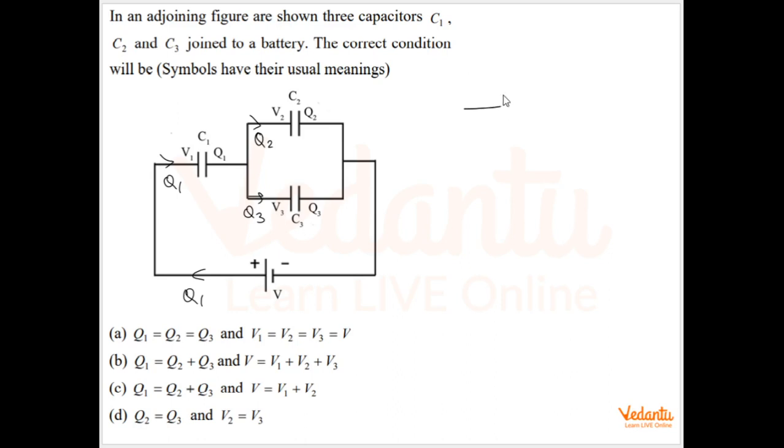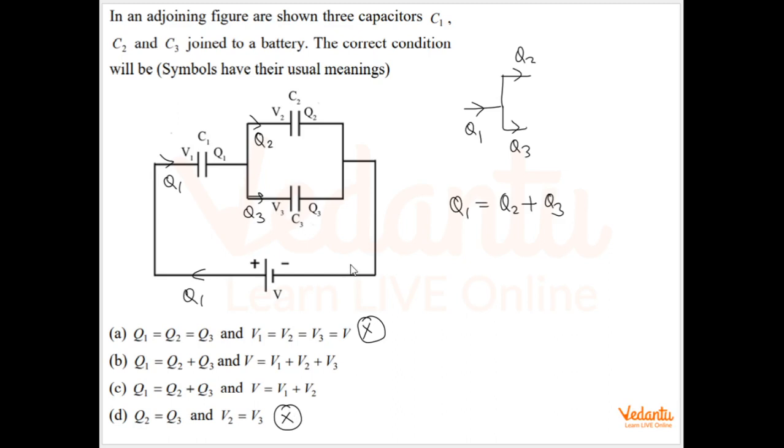Using Kirchhoff's current law, beta, what you should understand is that Q1 here will be equal to Q2 plus Q3, which means, beta, option A is definitely wrong and option D is also definitely wrong. It's option B or C which will be correct.